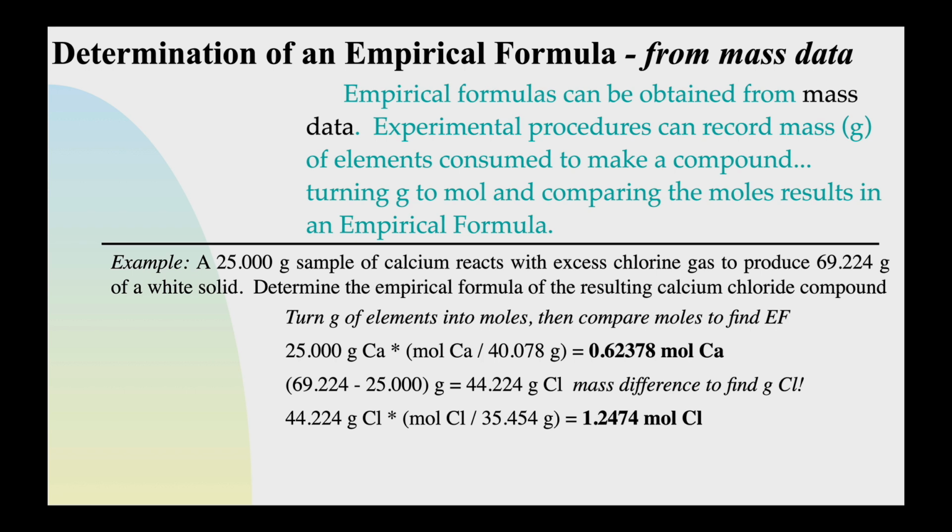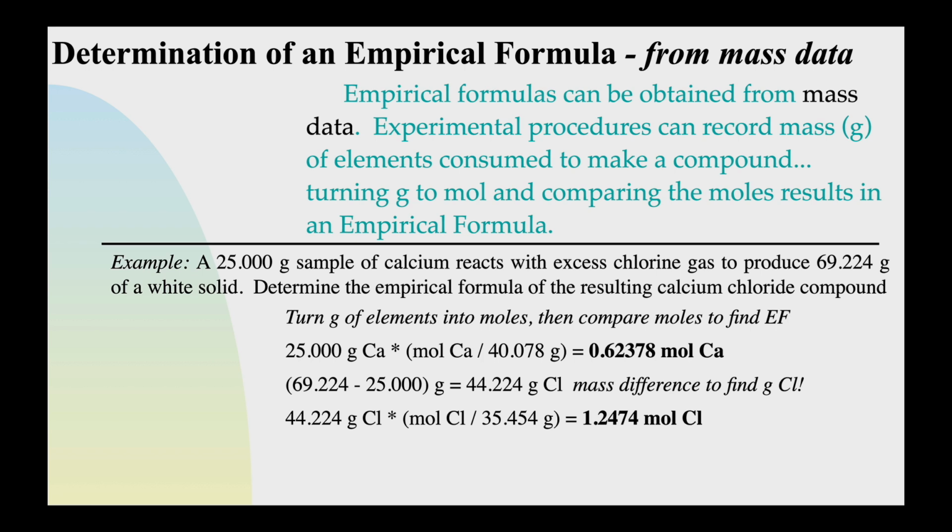And from there, you can take the grams of the chlorine, turn them into moles, again using the molar mass of the chlorine, number 17 on the periodic table, 1.2474. So now we have the moles of calcium and the moles of chlorine. And you could write this as Ca 0.62378, Cl 1.2474, but man, that's a messy formula, and chemists are anal retentive too. We don't like messy things.